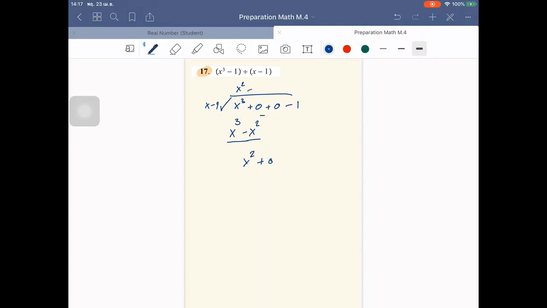Okay, and then you should multiply x here. You get x to the power of 2 minus x. You do subtraction again. You get x minus 1. The last term, multiply 1. Okay, here there is no remainder. So the answer will be x squared plus x plus 1. Okay, take a note quickly.